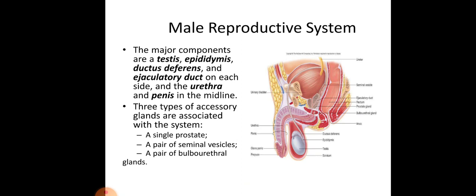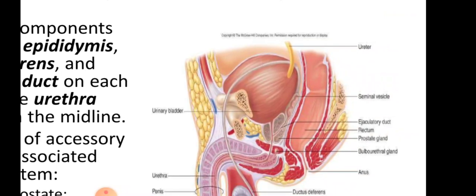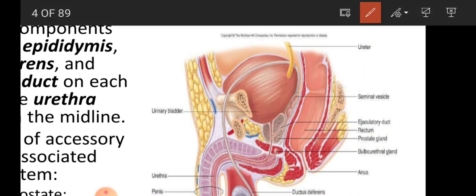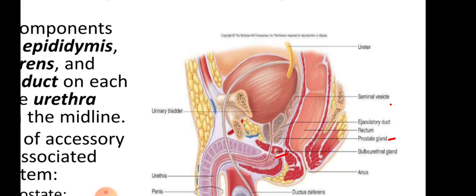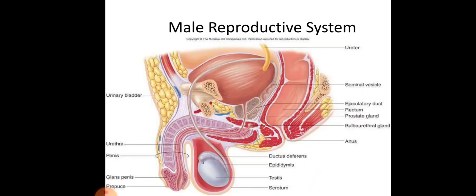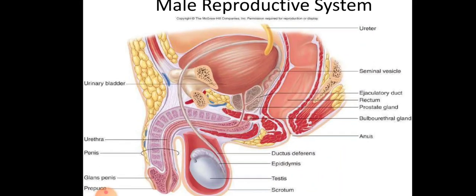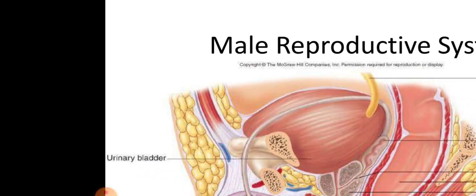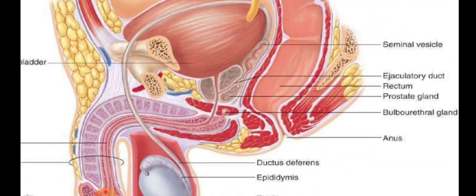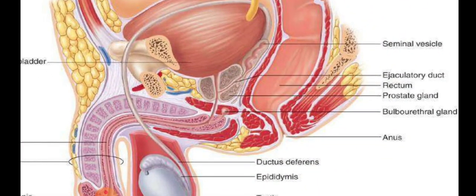The three types of accessory glands are also found. These are the prostate, seminal vesicle and bulbourethral glands. These are also demarcated in this diagram. The bulbourethral gland, this small gland, then the prostate gland and the seminal vesicle. These are the different glands for the production of seminal fluid. See the location of the seminal vesicle on the posterior aspect of the urinary bladder.